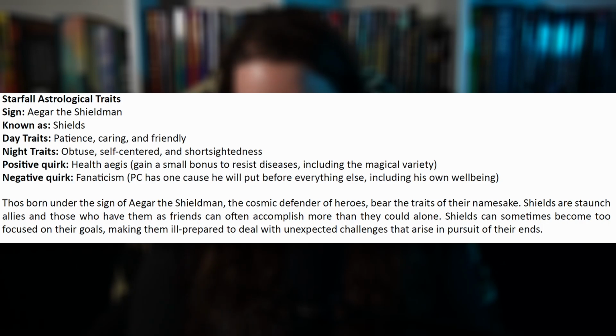And like I mentioned earlier, every month has astrological traits. The sign is Agar the Shield Man, also known as Shields. The day traits are patience, caring, and friendly. Night traits are obtuse, self-centered, and short-sightedness. The positive quirk is Health Aegis: gain a small bonus to resist diseases, including the magical variety. Negative quirk, Fanaticism: PC has one cause he will put before everything else, including his own well-being.